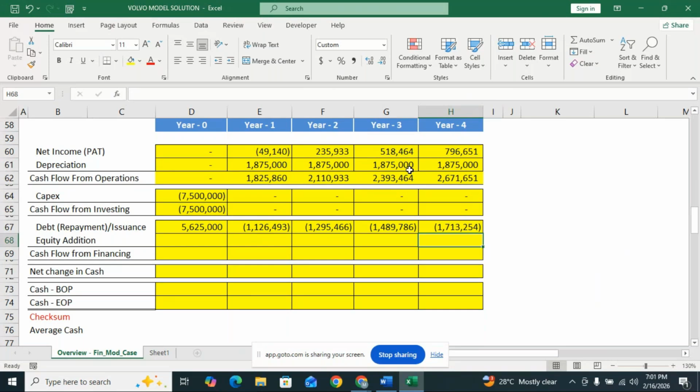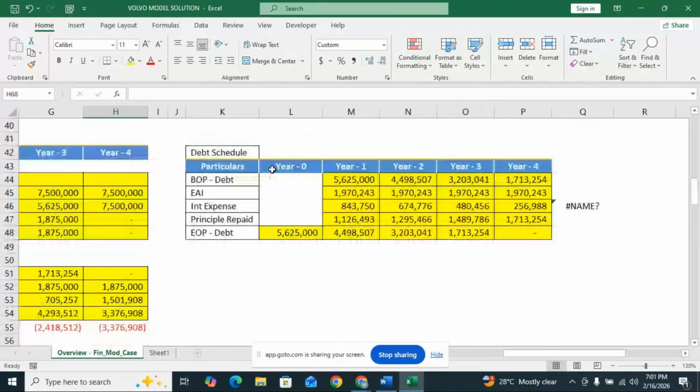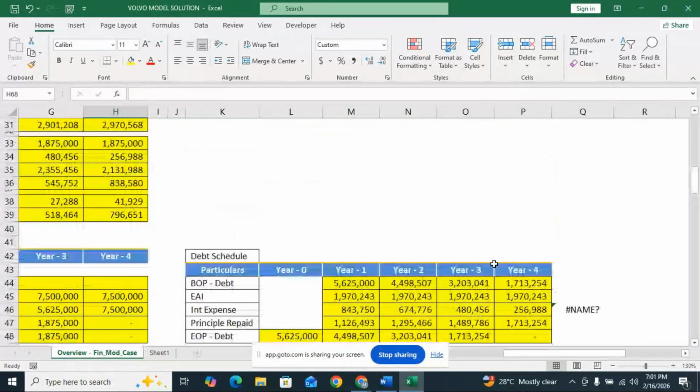Can you explain this debt repayment one more time? Debt repayment is, for the initial year, year 0, we consider the gross value of your debt. So what is the gross value of your debt? It is here, right? The net amount. For year 0, it is 56,25,000. Okay, which comprises how much?